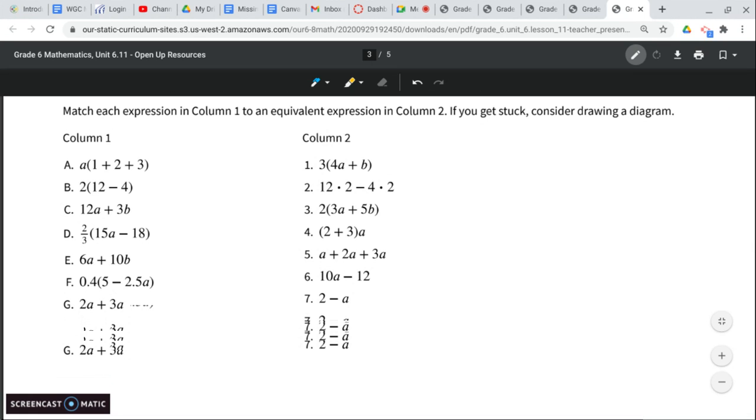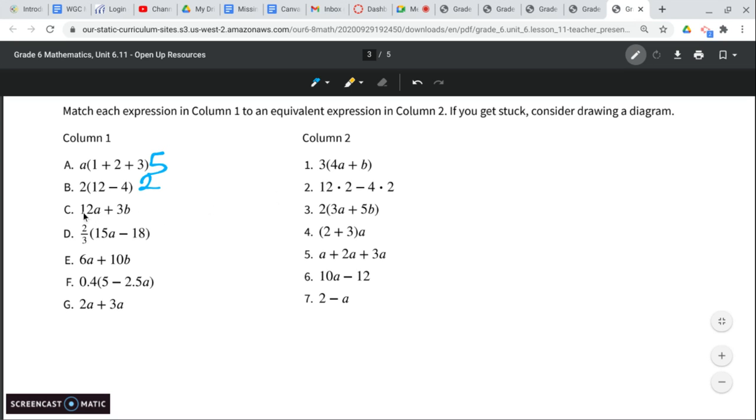So what we're looking at here in column 1, we have A times 1 plus 2 plus 3. If we were to use the distributive property, we would have 1a plus 2a plus 3a, because we distribute that a and multiply it to the 1, 2, and 3. So A goes with 5. B, we have 2 times 12 minus 4. So we're taking 2 times 12 and 2 times 4, and we'd be subtracting them. So look, that's number 2.